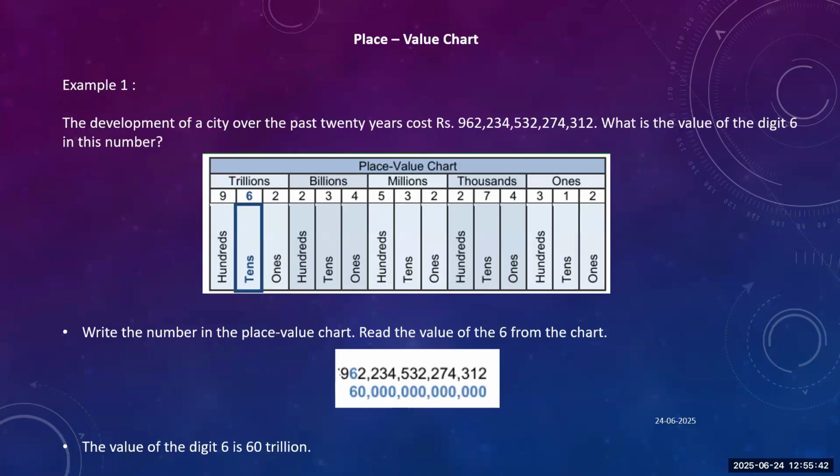Thousands, 10,000s, 100,000s. That is how it comes. Ones, tens, hundreds, 1,000, 10,000, 100,000. 1 million, 10 million, 100 million. 1 billion, 10 billion, 100 billion. 1 trillion, 10 trillion, 100 trillion. Are you understanding how this is read?